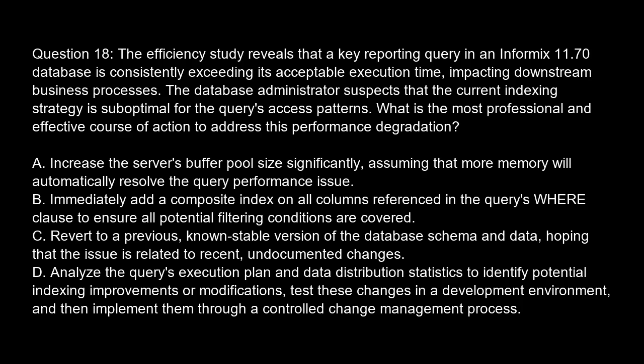Option A. Increase the server's buffer pool size significantly, assuming that more memory will automatically resolve the query performance issue. Option B. Immediately add a composite index on all columns referenced in the query's WHERE clause to ensure all potential filtering conditions are covered. Option C. Revert to a previous, known stable version of the database schema and data, hoping that the issue is related to recent, undocumented changes. Option D. Analyze the query's execution plan and data distribution statistics to identify potential indexing improvements or modifications. Test these changes in a development environment, and then implement them through a controlled change management process.